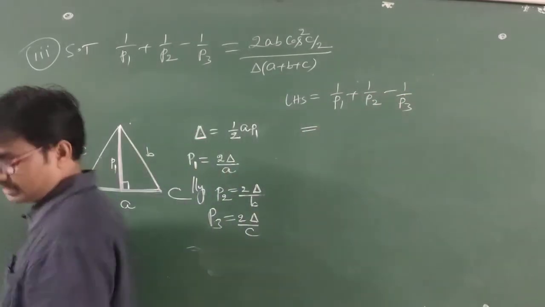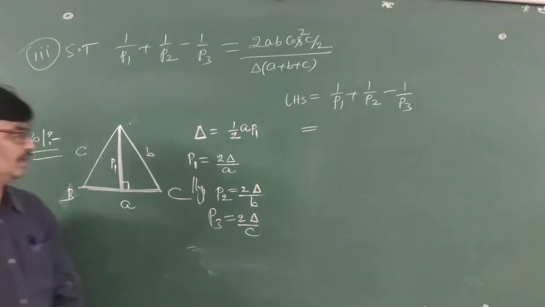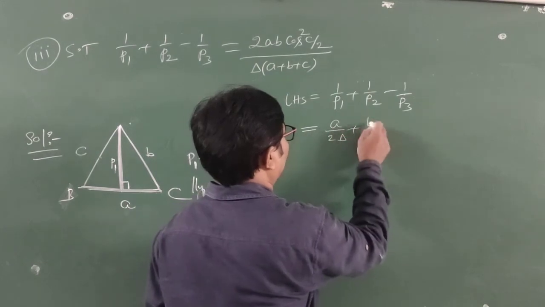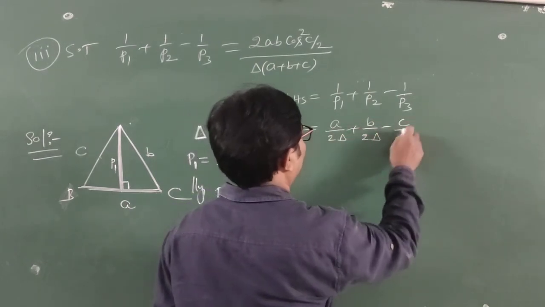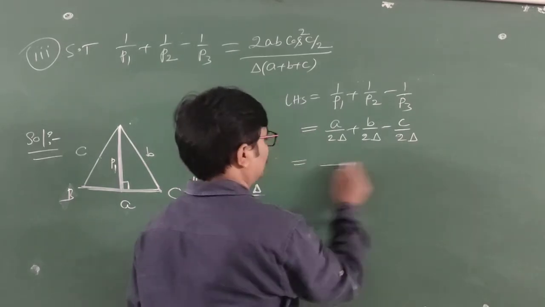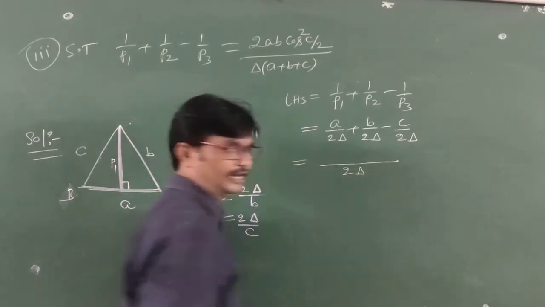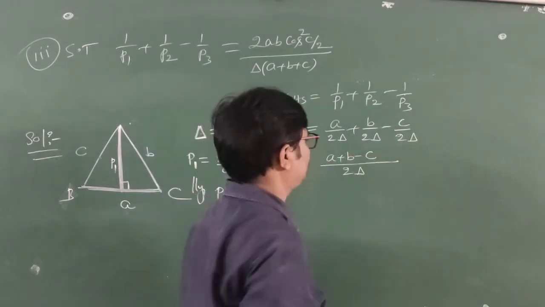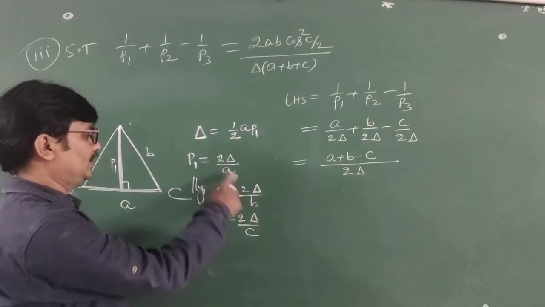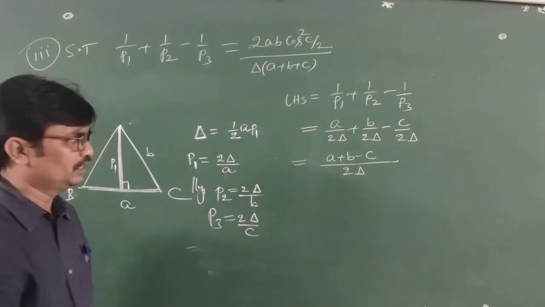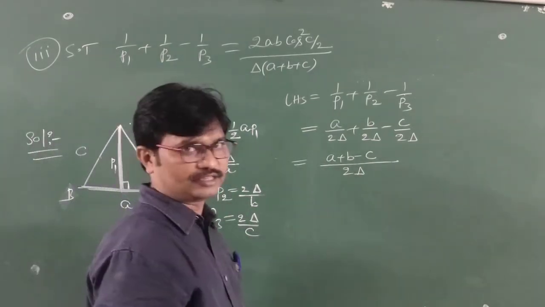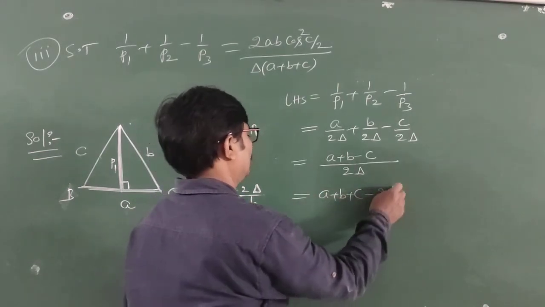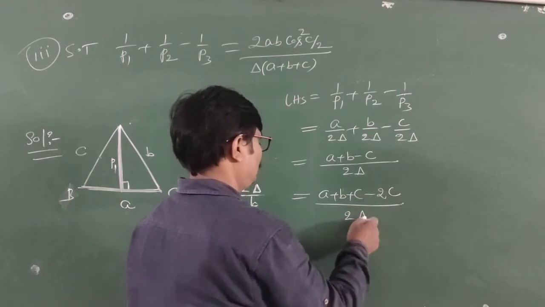So students, 1 by p1, 1 by p2, 1 by p3 are a by 2 delta, b by 2 delta, c by 2 delta. What is the LCM? It is 2 delta. Now students, this is a plus b minus c over 2 delta. Now this is a plus b plus c minus 2c by 2 delta.